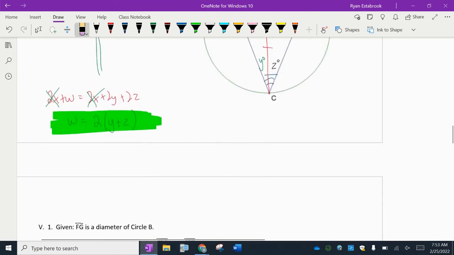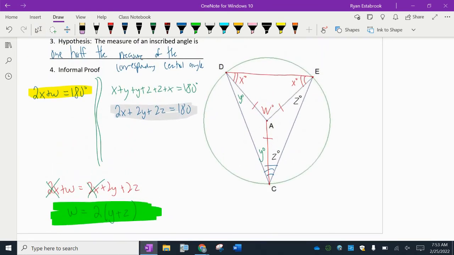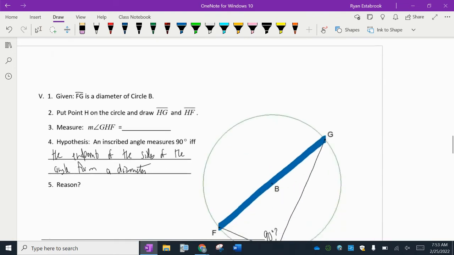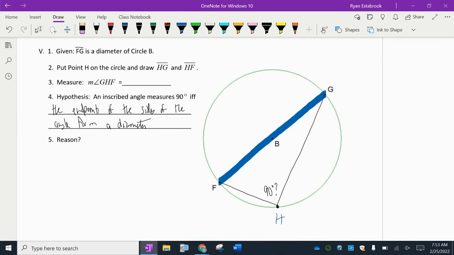The last theorem that we did was this one where we said an inscribed angle is half as big as the central angle. Well, if I apply that same principle here, here is my inscribed angle. It's supposed to be half as big as that angle. Well, this is a semicircle because it was a diameter. Half of 180 degrees means that this should be 90 degrees. That's why this one works.